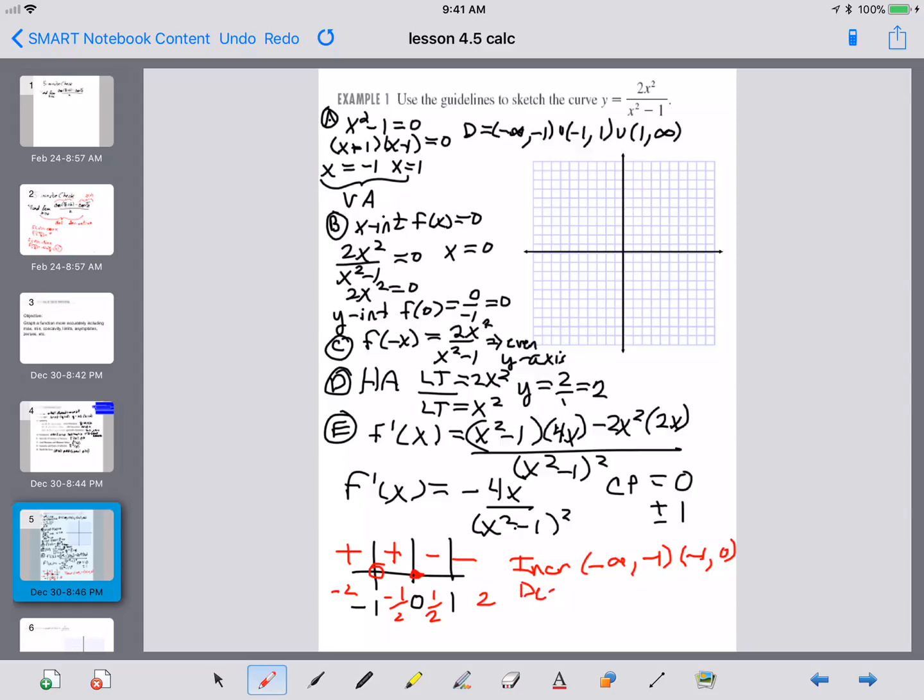And then it is decreasing from 0 to 1, and then again after the asymptote from 1 to infinity. Now, the only point that exists as far as critical points is 0. We are increasing, then decreasing. So it is a local max when x equals 0 because it's going uphill, hitting that point has a 0 slope of its tangent, and then going downhill again.